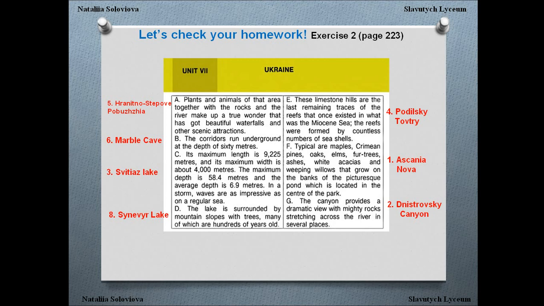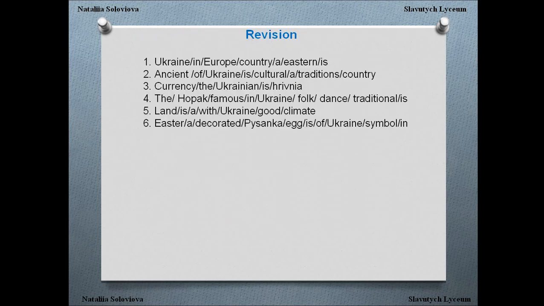Okay, the next task is, let's revise something. Let's make some simple sentences. It's not difficult, it's just to revise some material, some grammar material or some lexical material. So we have a set of words. First, Ukraine in Europe, country Eastern is. Try to make a sentence. Think, what sentence can it be? I can help you a bit if you want.